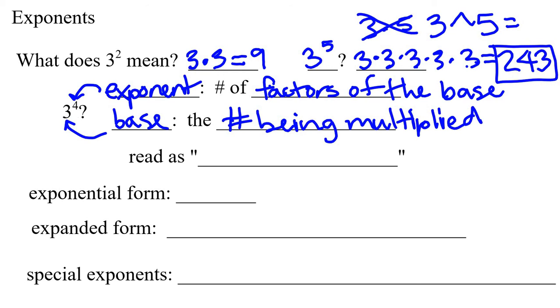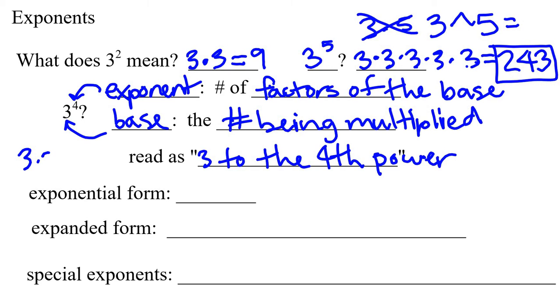And we read this as 3 to the 4th power, or 3 to the power of 4, either way. And it would be expanded as 3 times 3 times 3 times 3. So there's 4 factors of 3.